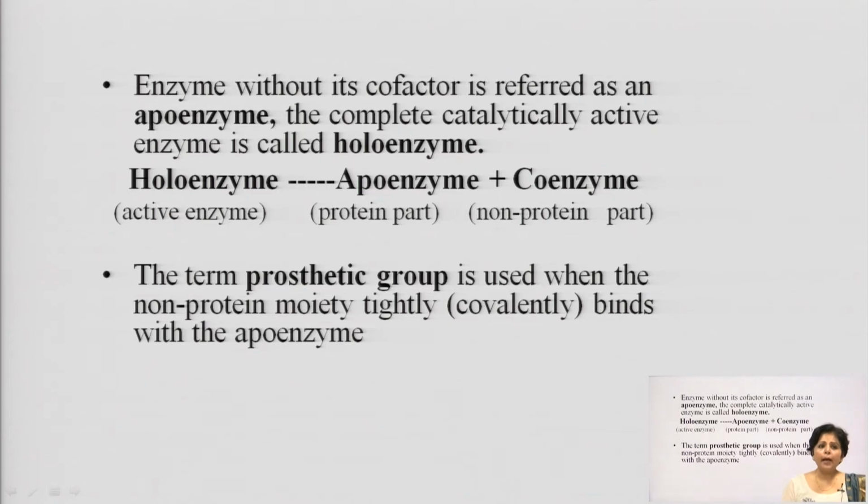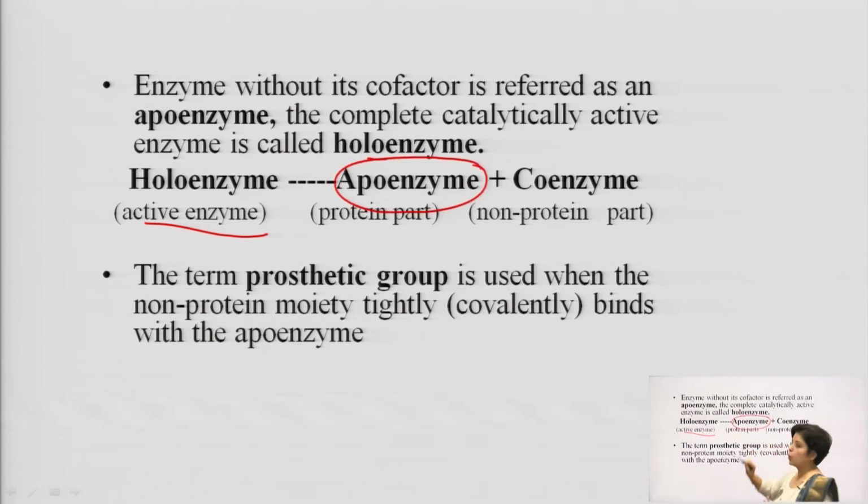Enzyme without any cofactor is referred to as an apoenzyme. The complete catalytic active enzyme is called as holoenzyme. It means the holoenzyme is the active enzyme which is made up of 2 parts, that is apoenzyme, a protein part, and the coenzyme, a non-protein part, which are combinedly called as a holoenzyme, which is the active enzyme.